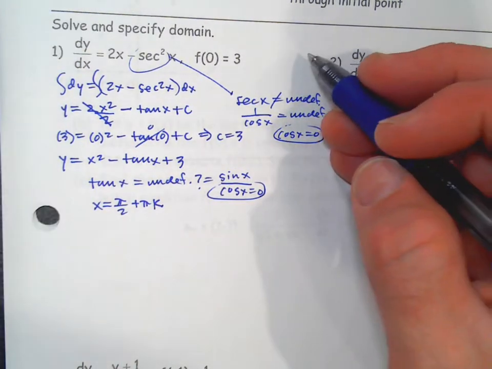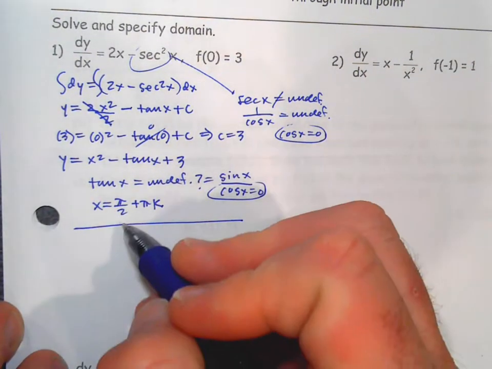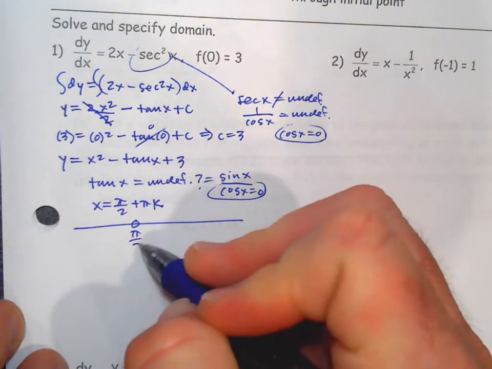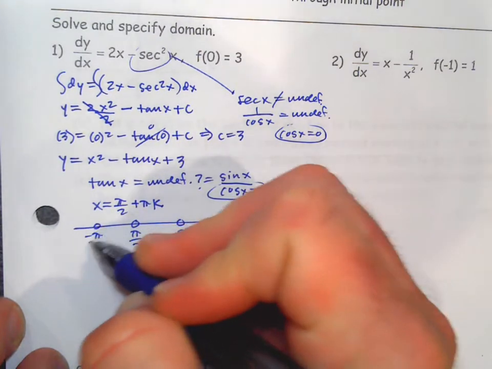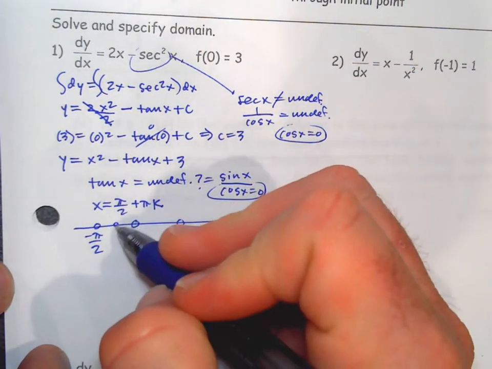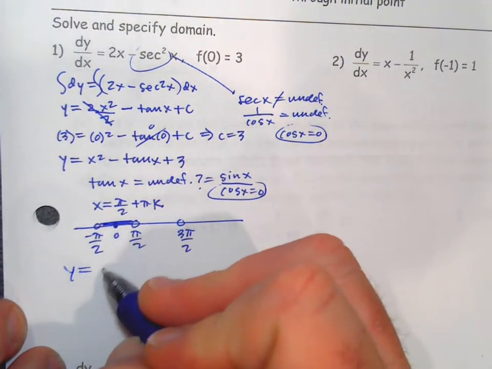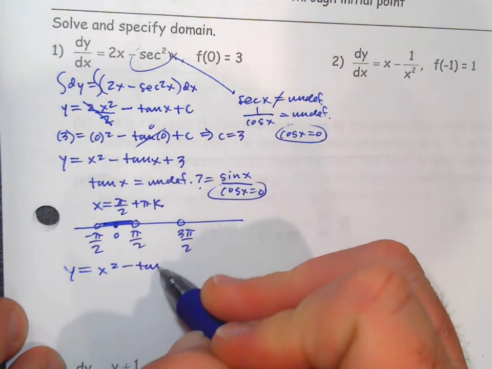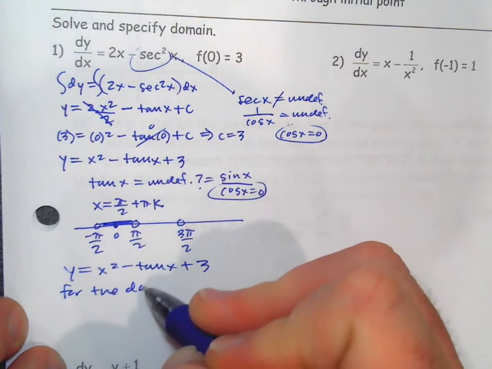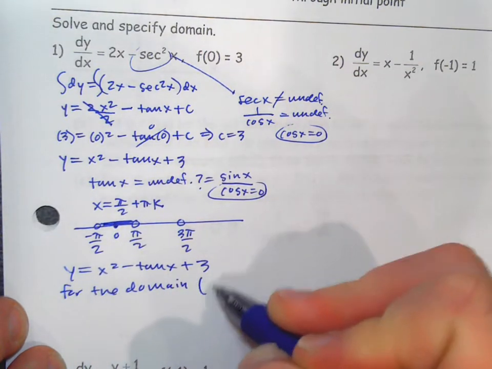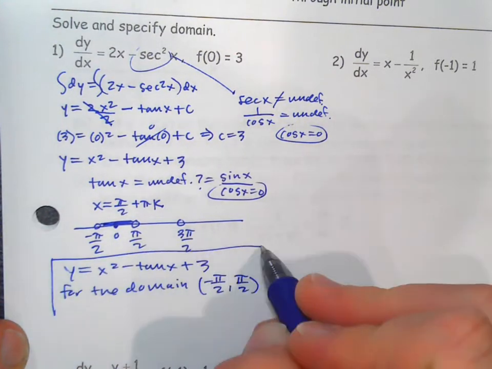A lot of times that happens, not all the time. To make it easier, I do a little line check: pi over 2, 3 pi over 2, and there are infinite places. We want the chunk with the 0 on it. So your answer is y equals x squared minus tangent x plus 3 for the domain negative pi over 2 to positive pi over 2. That's your answer all together.